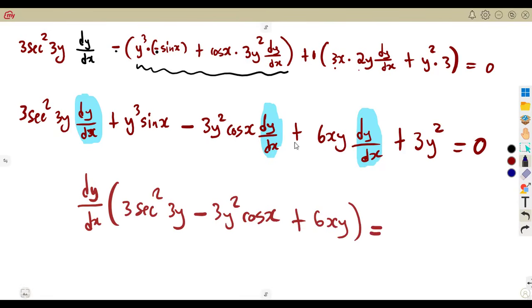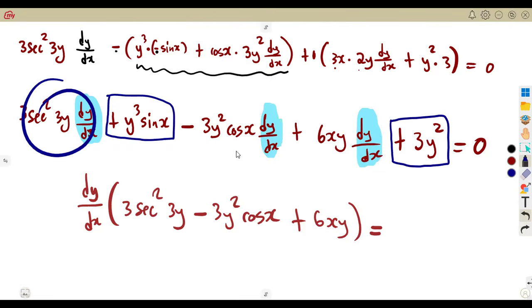We now take the terms where dy/dx is not there. Yeah, here we do not have dy/dx. Okay, let's move on here. This term, we do not. Remember, dy/dx is affecting the whole of this term, guys. The whole of this term. So this term, they do not have dy/dx.